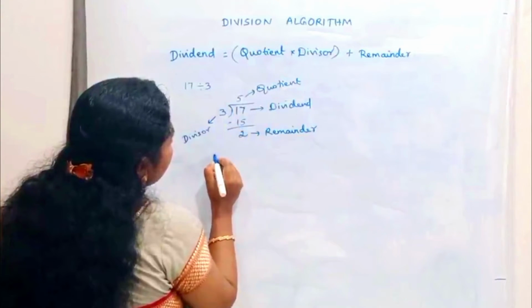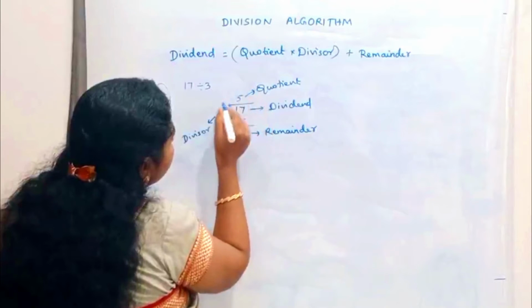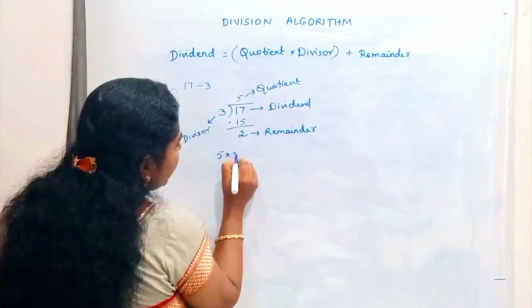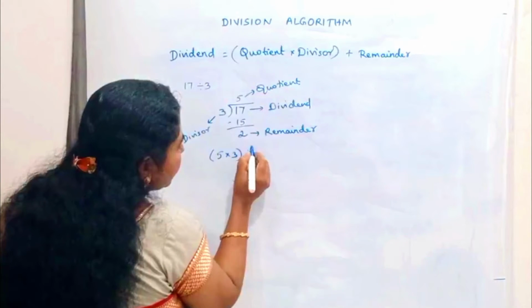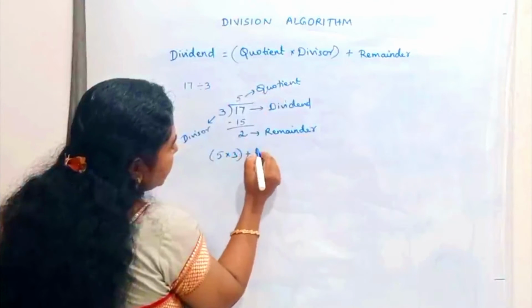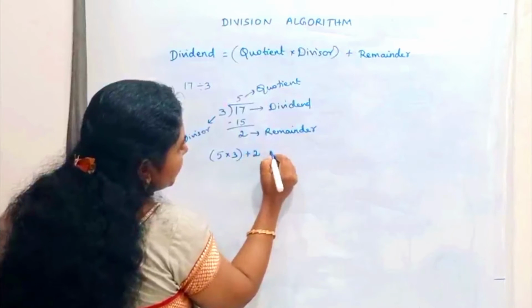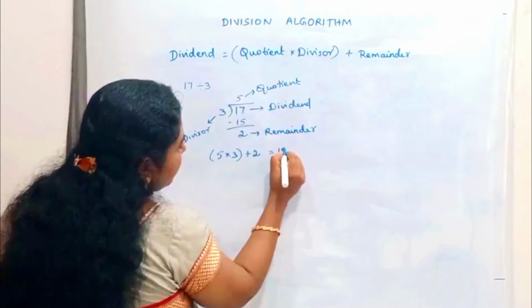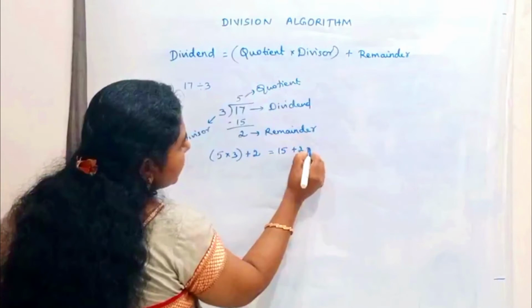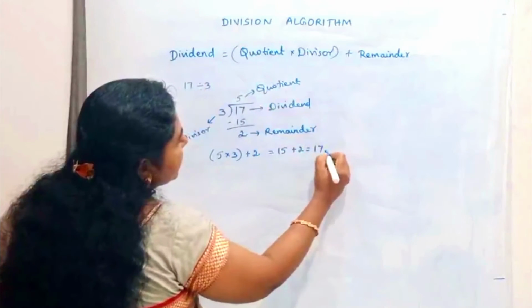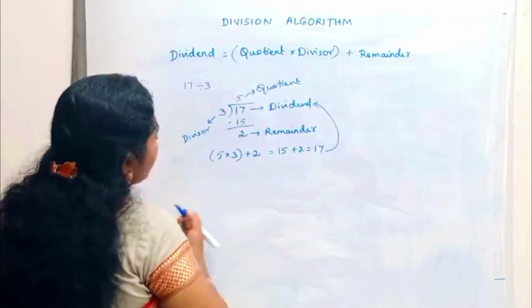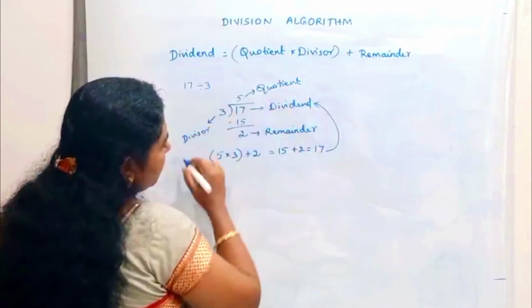That is, if you are multiplying this quotient with this divisor, so 5 into 3, and if we are adding the remainder to this product, so it is 5 into 3, it is 15 plus 2. So it is equal to 17. This 17 is nothing but this dividend we have got. Okay, so already we know all these concepts.